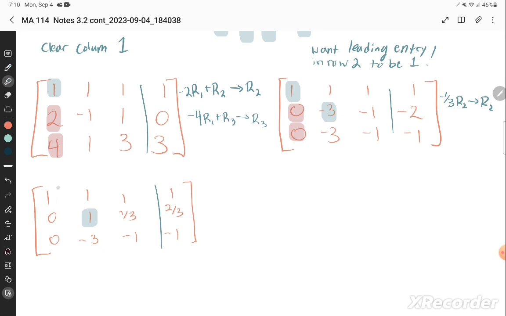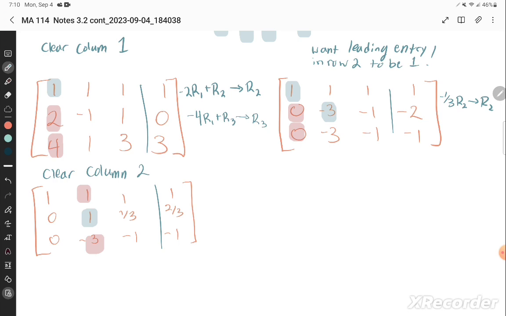My leading entry here is 1, but I want this to be cleared. I want my column 2 now to be cleared. I cleared column 1, and I've got a leading entry 1, that's good, in row 1. Now I've got a leading entry of 1 in row 2, but I want this second column now to be clear. So I'm going to clear column 2.